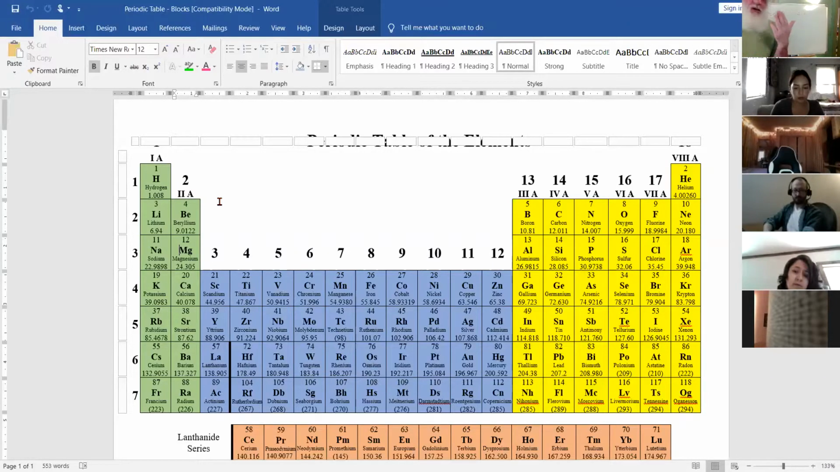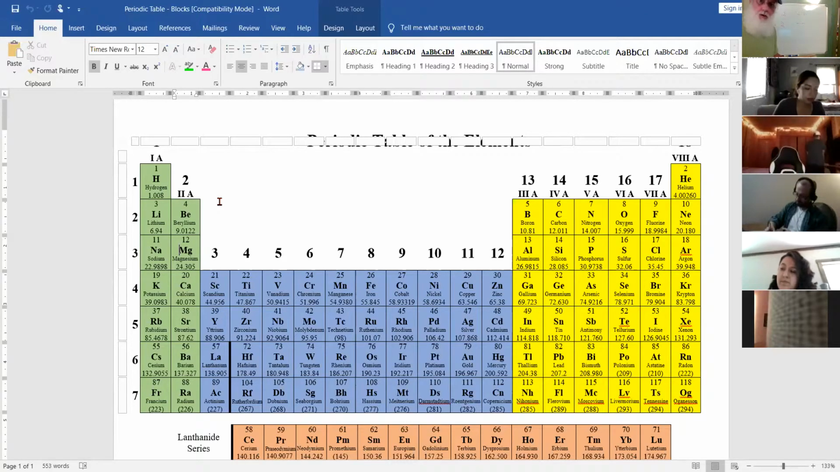So if it's in S block, does that make it representative or transition? It's representative. S and P block are representative. Okay. Does magnesium occur in nature? Yes. Anything 92 and under. So it occurs in nature.